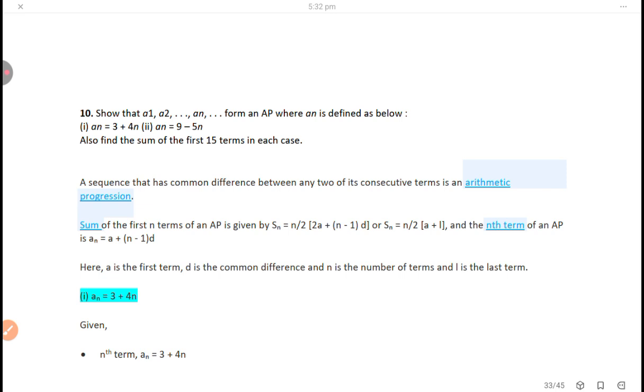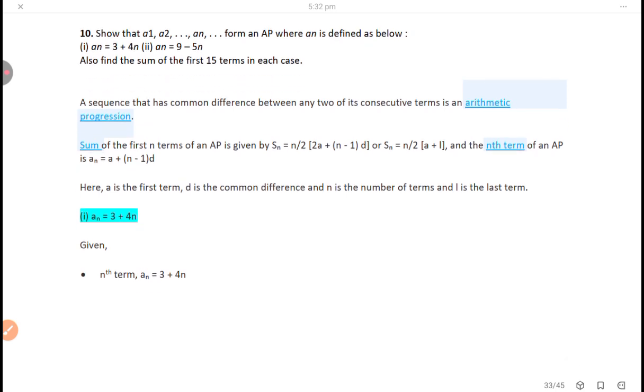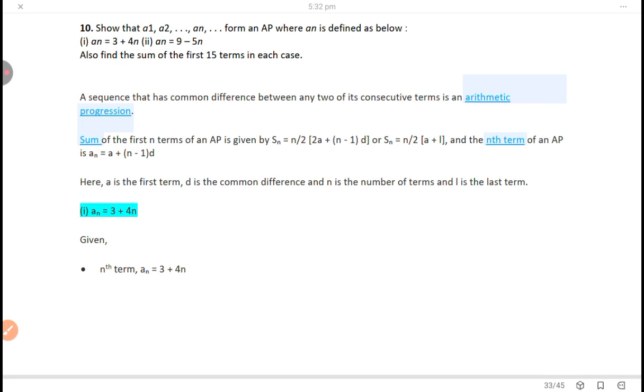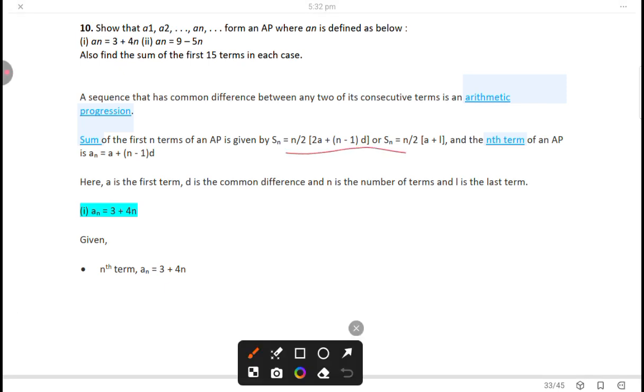Show that a1, a2, ..., an form an AP, where an is defined below: an equal to 3 plus 4n, and another question, an equal to 9 minus 5n. Find the sum of the first 15 terms in each case. So note down the formulas: this is the formula and this is the formula. Given an equal to this one, the nth term an is 3 plus 4n.